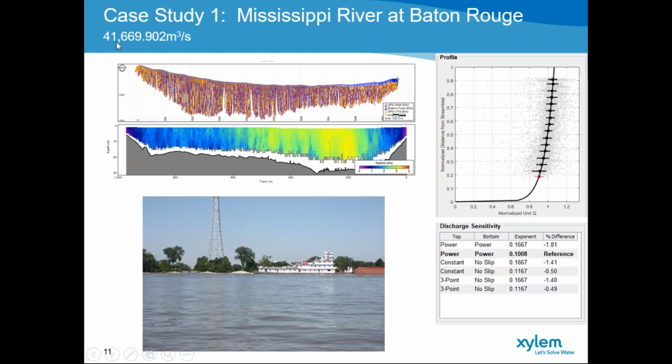In this case at Baton Rouge, it was almost 42,000 cubic meters per second flowing during the flood event. If we look at your default power-to-power 0.1667 exponent, you will see that there's a difference of almost 2% in discharge, which is relatively large if you take into account there's a number of other factors that will also impact the accuracy of the measurement. So if you add 2% on top of everything else that's impacting the accuracy, then obviously that will further exaggerate the variance in the measurements.